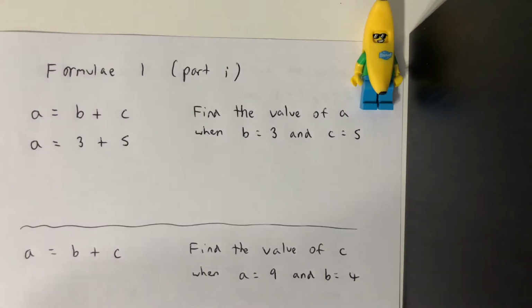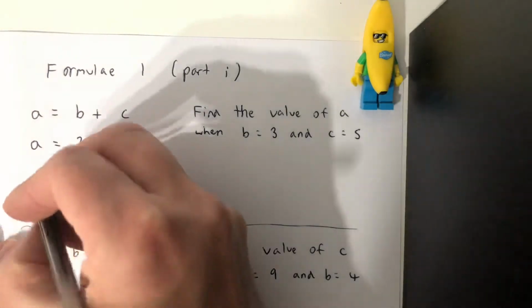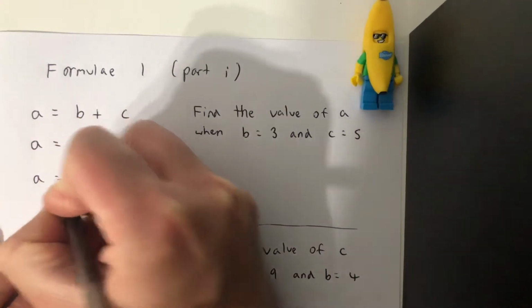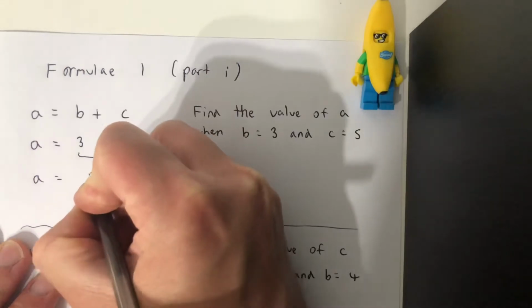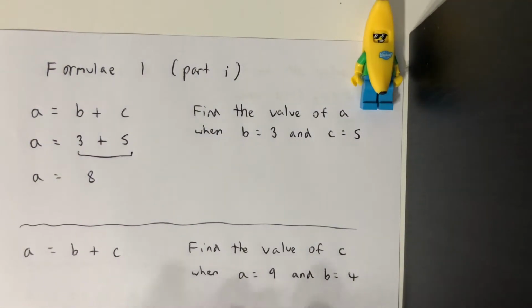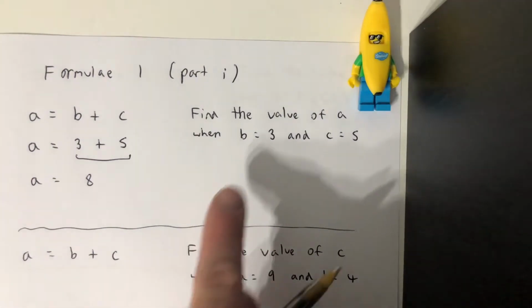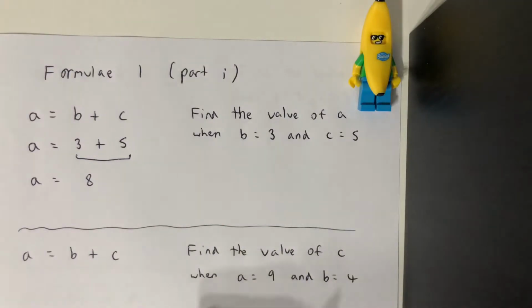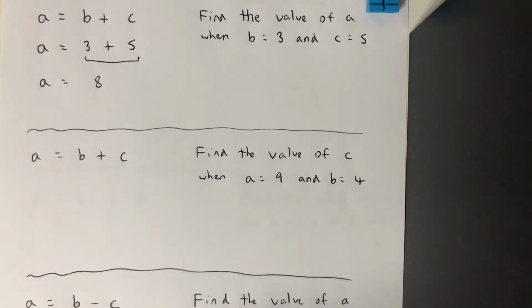Well, you all know what 3 add 5 is, so all we need to do is just say, okay, 3 add 5 is 8. And so that would be your answer. You've worked out what A is, but only when you knew what B and C were, and that's the key thing with the formula. So as we move on here, same formula, this time what I'm going to do is make it a little bit trickier. It says find the value of C when A is 9 and B is 4.